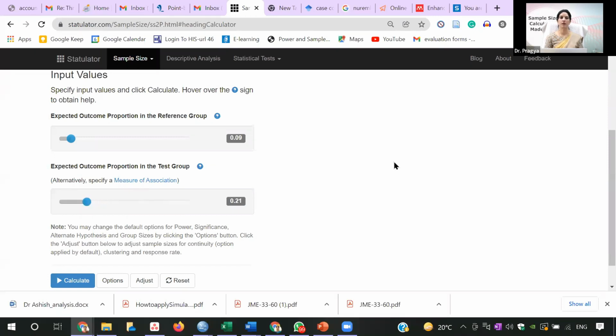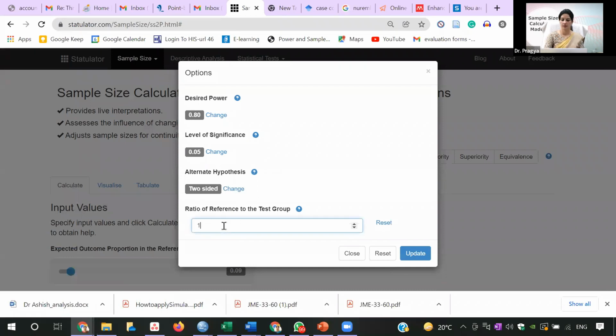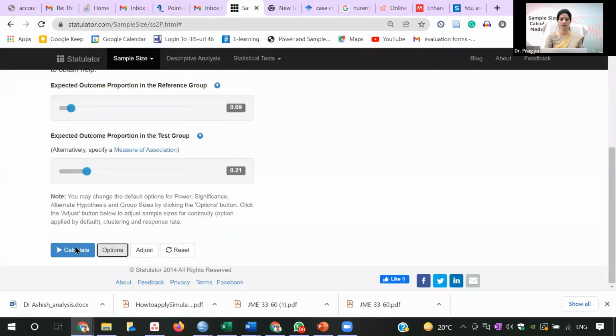Okay. Now I'm not doing any adjustment, and you can see the options are set at 80% power, level of significance 5%, two sided. But if you remember, the group sizes were in a 2:1 ratio. So I will change the group sizes so it will be 2:1, then update, and calculate.